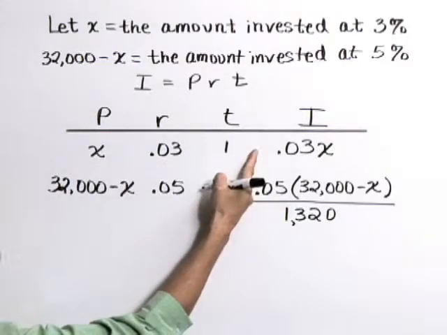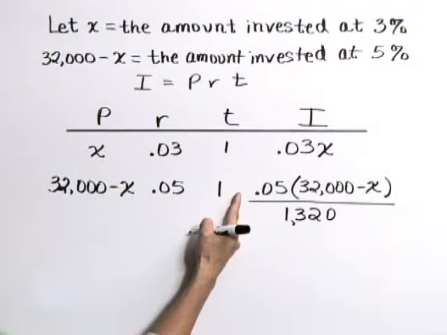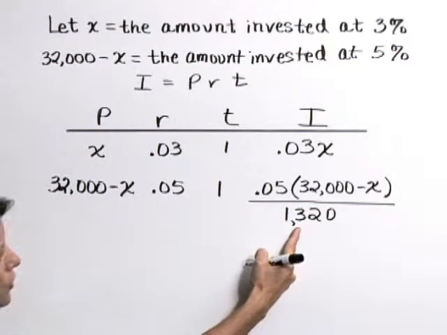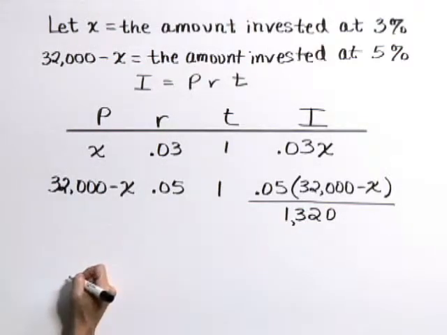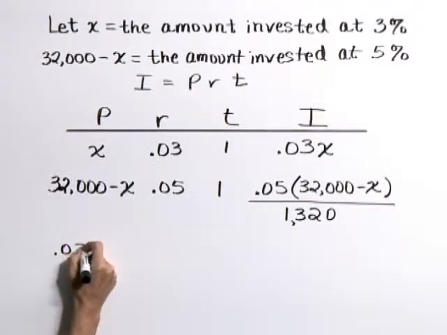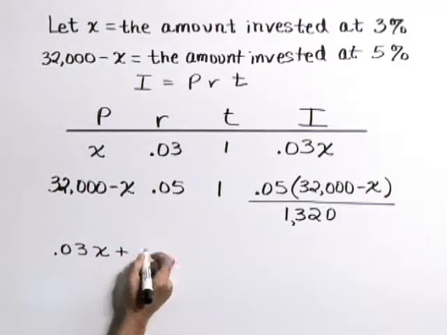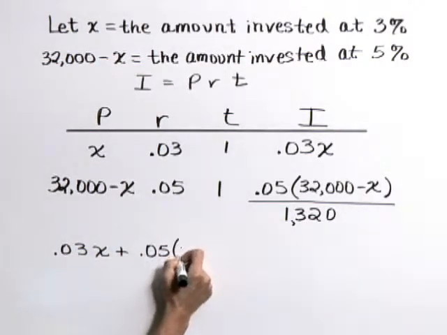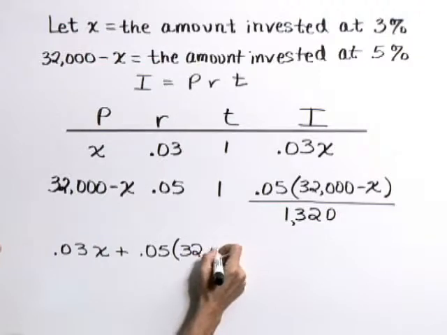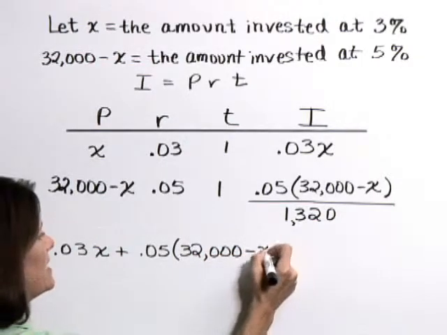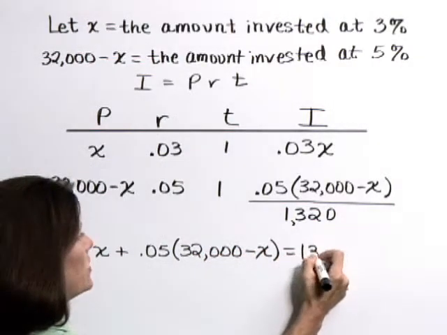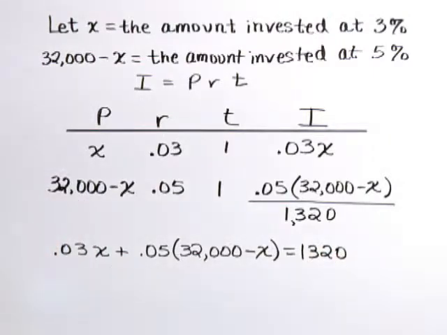The amount of interest earned at 3% plus the amount of interest earned at 5% totals 1,320, or 0.03x plus 0.05 times 32,000 minus x is equal to 1,320. So we have our equation in step 3. Now let's solve that equation as step 4.